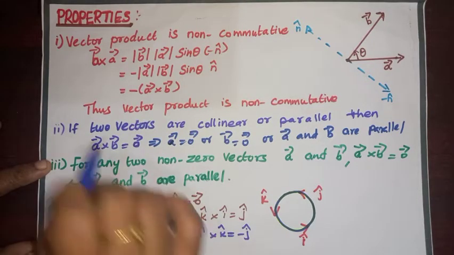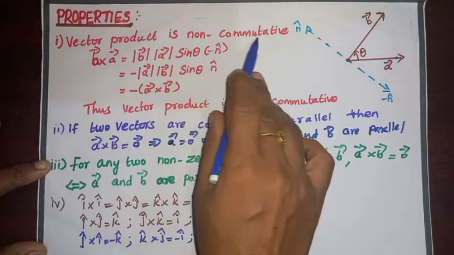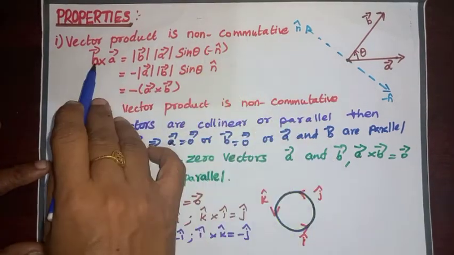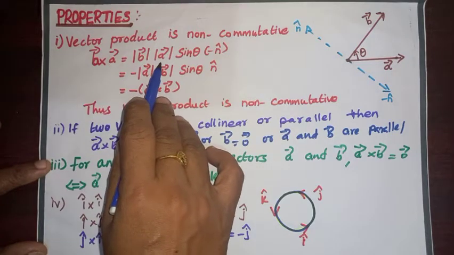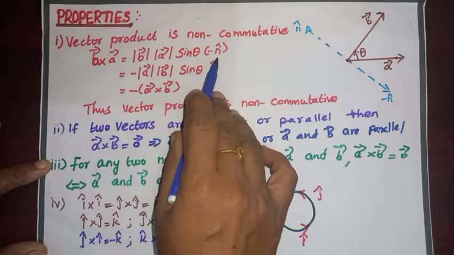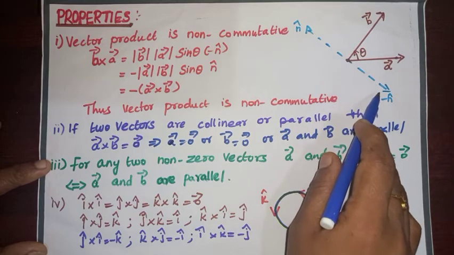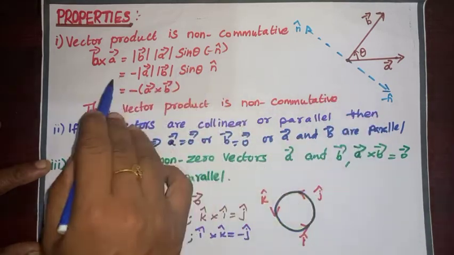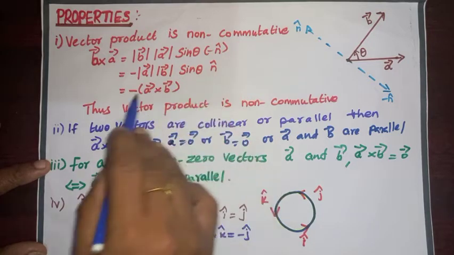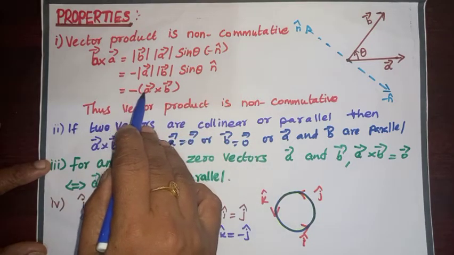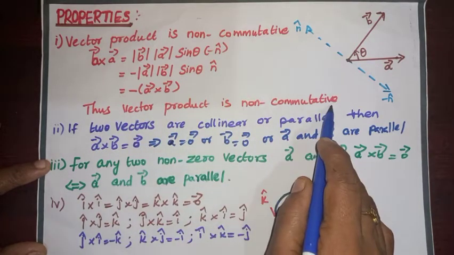Now we are going to see properties of vector product. First property: vector product is non-commutative. By definition, vector B cross vector A equal to magnitude of B, magnitude of A, sin theta, minus n cap, since vector B, vector A, minus n cap form a right-handed system. Which is equal to minus of magnitude of A, magnitude of B, sin theta n cap, which is equal to minus of vector A cross vector B. Thus vector product is non-commutative.